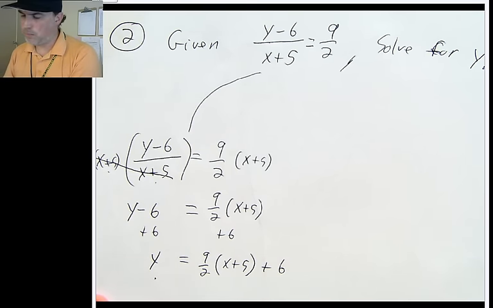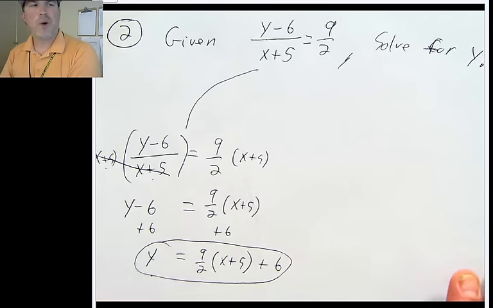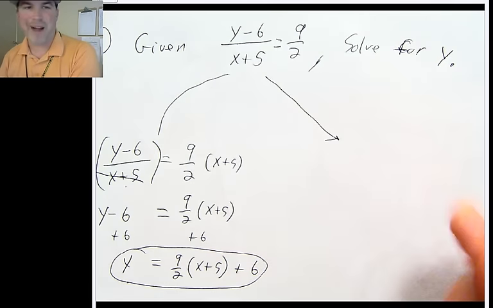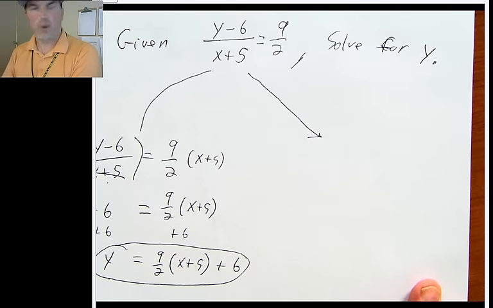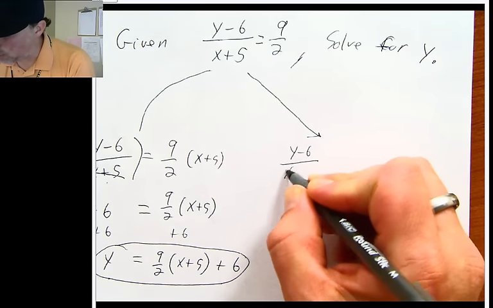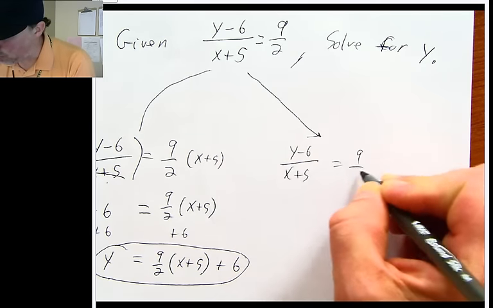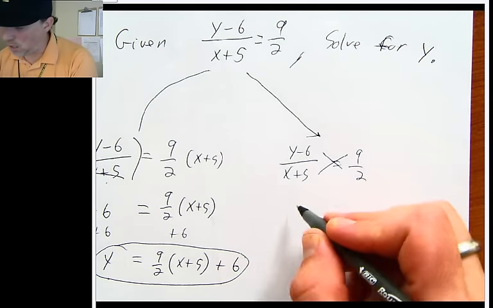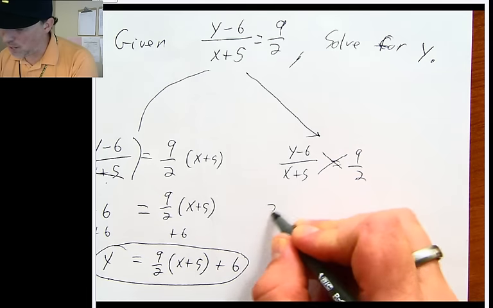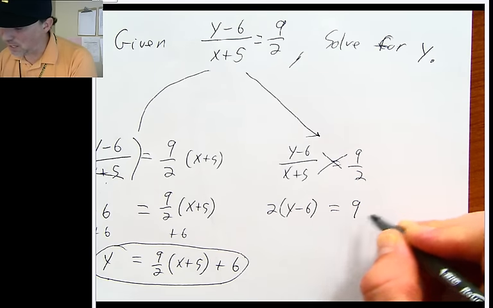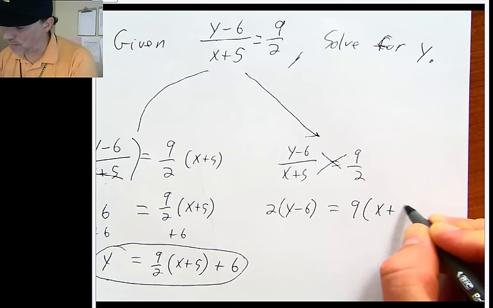Now, that's how I'd go about solving this equation at this stage of my life. When I was in high school, and I saw a fraction equals fraction problem, I used cross multiplying. So y minus 6 over x plus 5 equals 9 over 2. And it was always like this, that you could cross multiply and go 2 times y minus 6 equals 9 times x plus 5.